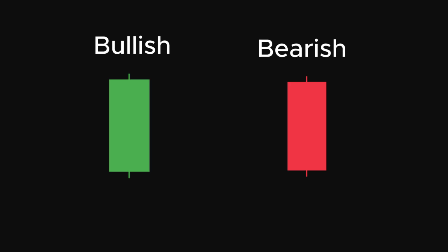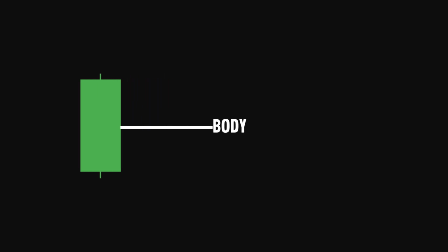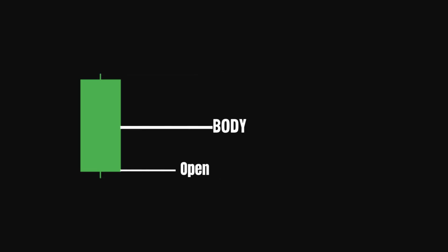And that's the mistake, because the real insight isn't just in the direction. It's in the behavior of the candle itself. Every candlestick is made up of 2 parts, the body and the wicks. The wicks show you the extremes, the highest point price reached and the lowest point price dropped to. The body shows you the open and the close.